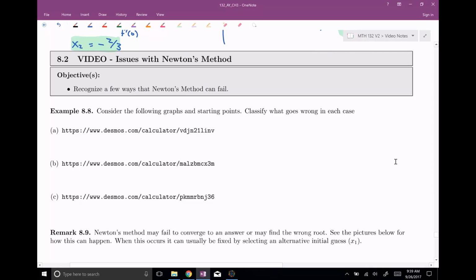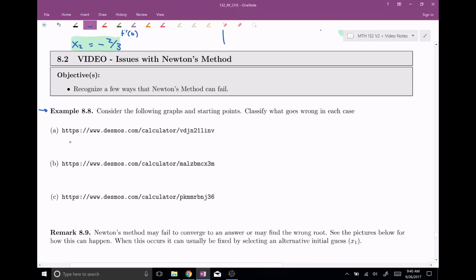Welcome everyone back to section number 8. This is issues with Newton's method. That's right, Newton's method doesn't always work. It is an algorithm, so sometimes it doesn't converge to the thing that maybe you would expect. And we just have this one page here. It should be a nice short video, but let's get to it here.